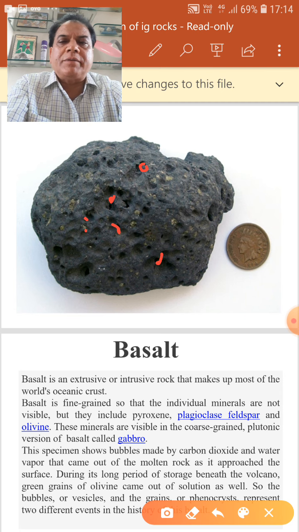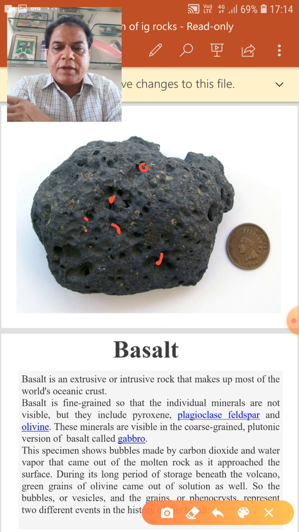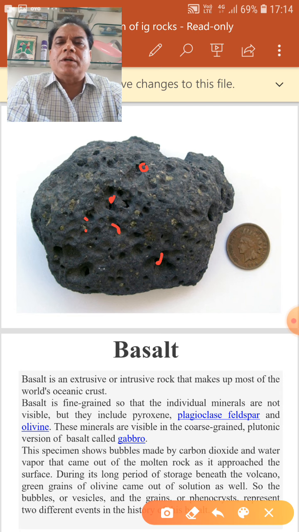Basalt may be vesicular or may not be vesicular. But this particular sample which I am showing is your vesicular basalt. It is an extrusive rock. You all know what the minerals in the basalt are. It is the volcanic equivalent of your rock, gabbro.